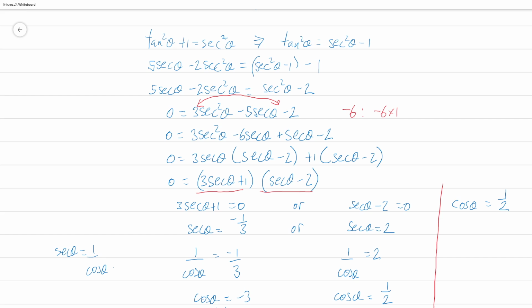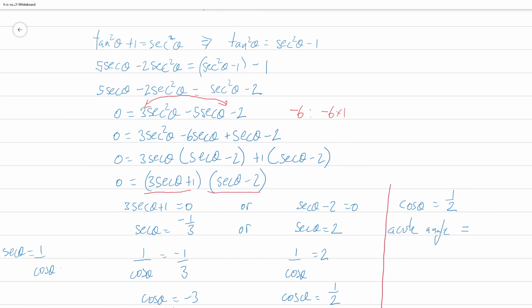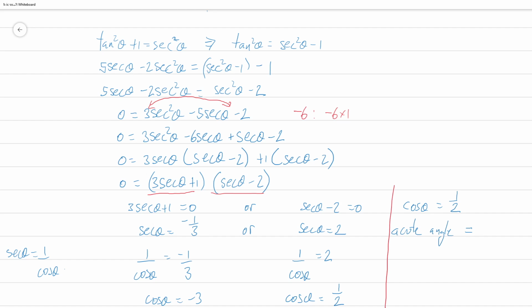Alright, if you take cos inverse of a half, you get an acute angle. The acute angle, if you cos inverse this half, would be 60 degrees. That's nice.